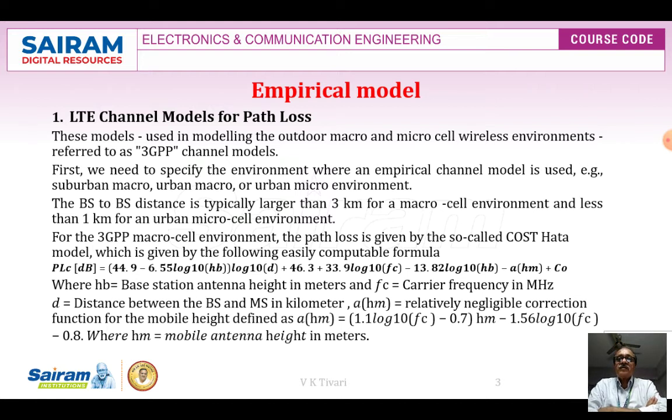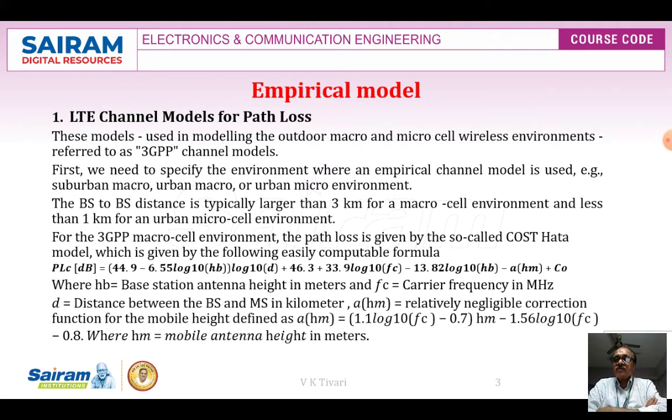First, we need to specify the environment where an empirical channel model is used: suburban macro, urban macro, and urban micro environment. Base station to base station distance is typically larger than 3 km for a macro cell environment and less than 1 km for an urban micro cell environment. Because in 1 km many people are there, generally we keep the distance between the base station of the transmitter and the base station of the receiver at 1 km only in an urban microcell environment.